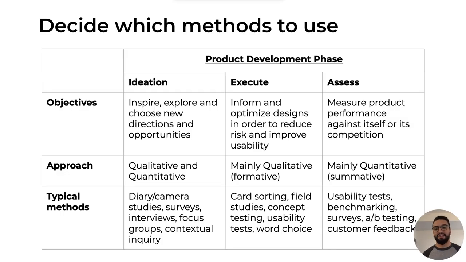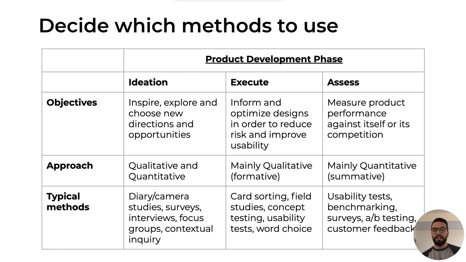Going back to the same product development phases, you really want to decide which methods to use. I think that still depends on which phase in the product development lifecycle you're in, right? So if you're in ideation, you could use a mixture between qualitative and quantitative. You can do some of the diary camera studies that we talked about, surveys, interviews, focus groups, contextual inquiries. Those really help you come up with insights for new directions or new products that you would want to tackle.